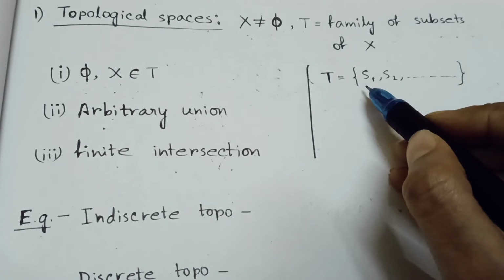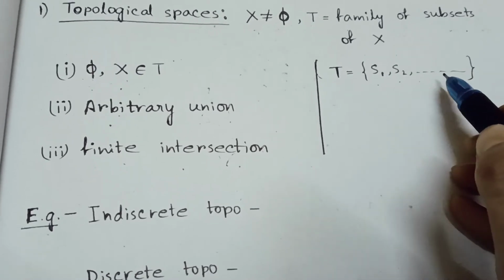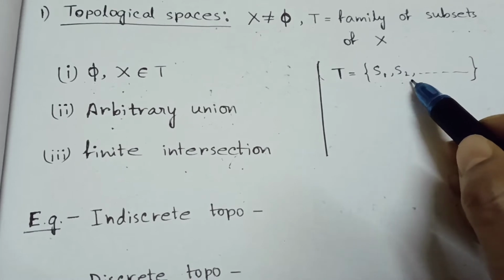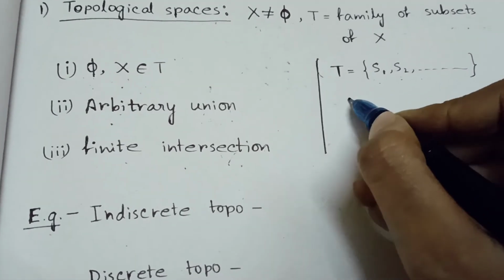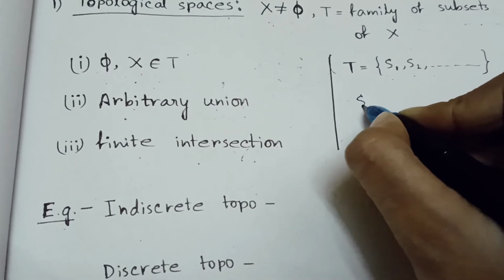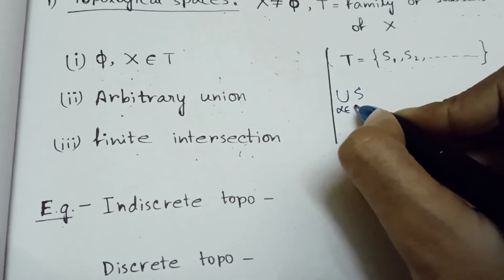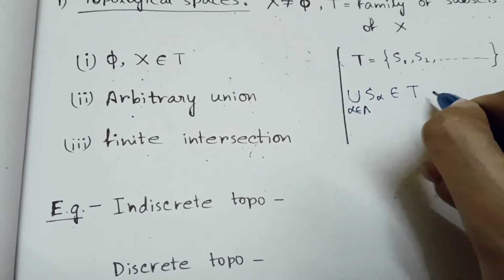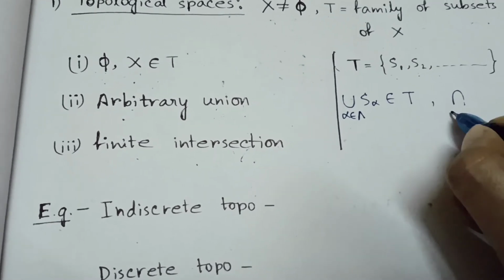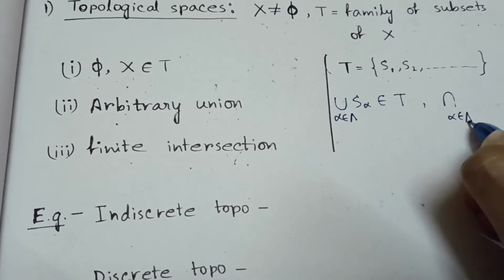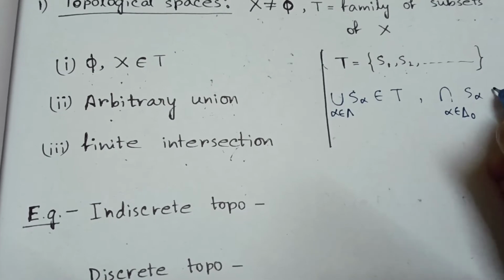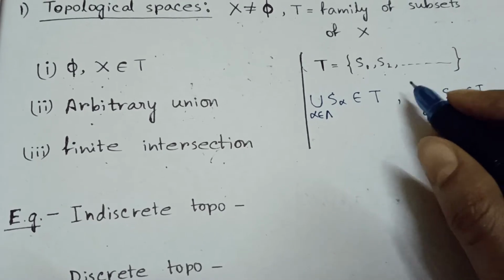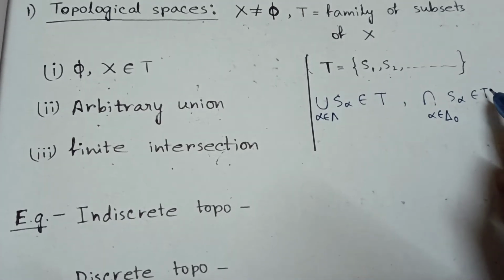That is, let X be a set and S1, S2, S3 be subsets of X such that T is a family of subsets containing all S1, S2, S3, etc. Now we can say that any union over alpha belonging to any infinite or finite set lambda, S alpha, must belong to T, as well as the intersection over alpha belonging to some finite set, call it lambda naught, S alpha, belongs to T. But if this lambda naught becomes an infinite set, then this intersection may or may not belong to T.